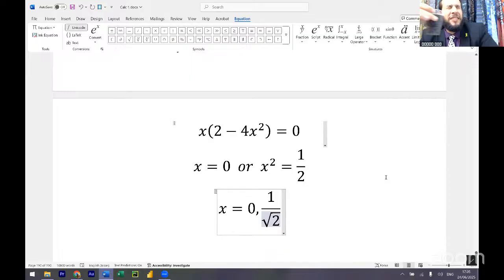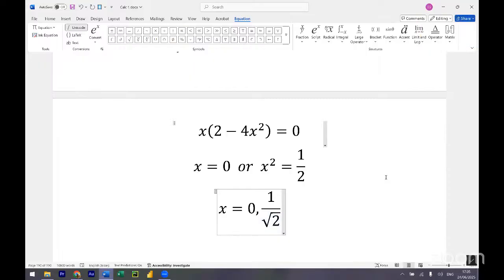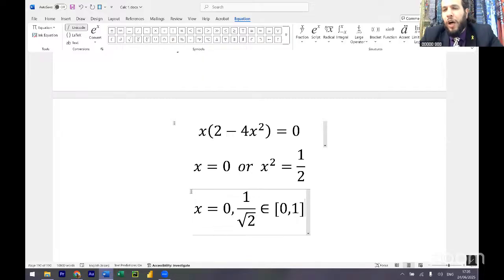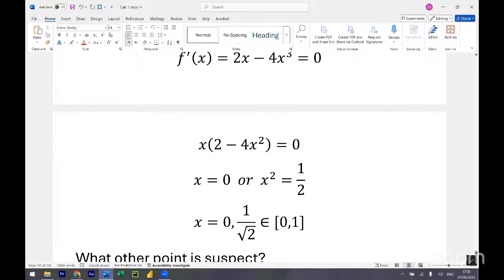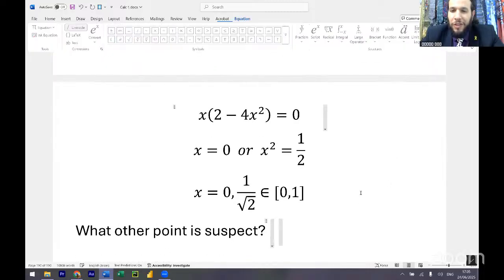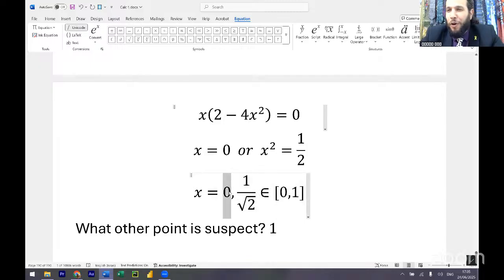Why didn't I take minus the square root of 2? Because we were positive in this case? Yeah, we are between 0 and 1. We need to find a number within the bounds. And what other point is suspect? 0 and 1. 0, by chance, was also a point where the derivative is 0. But we need to always add both of the edges of the segment. So here 1 was not mentioned.